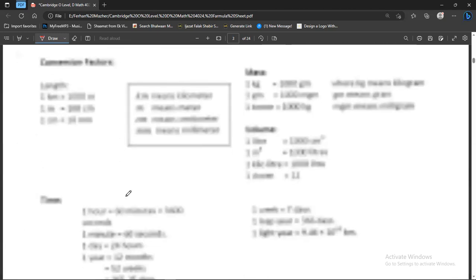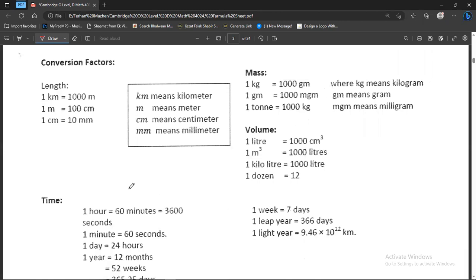Okay, so we have here conversion factors. So the length: 1 kilometer is equal to 1000 meters. Remember this number. 1 meter has 100 centimeters, and in 1 centimeter there are 10 millimeters. Km means kilometers, and m means meter. Cm means centimeter, and mm means millimeter, small m.